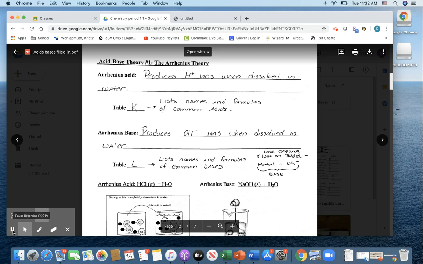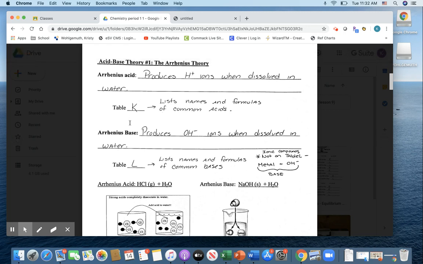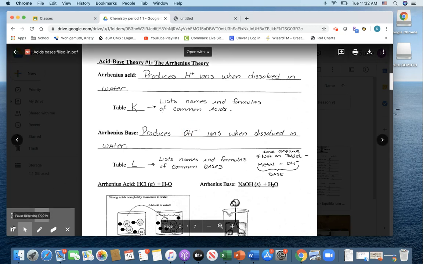When you put a substance into water and it dissolves, if hydrogen ions are the only positive ions present in the solution, that would be an Arrhenius acid, according to this theory. Now, if we jump down here to the Arrhenius base, instead of the H+, we're looking at the OH negative. Now for each of these, I have table K and table L listed.